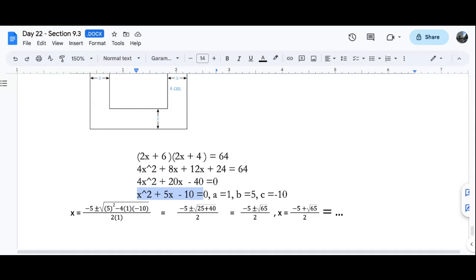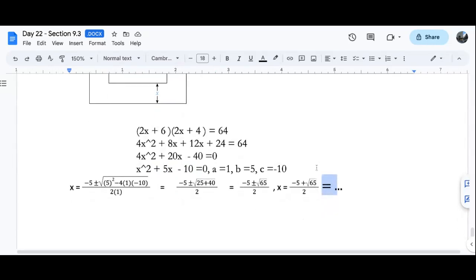Now we can try the quadratic formula, right? Identify a is 1, b is 5, c is negative 10. So plug in negative b, negative 5, plus or minus the square root of 5 squared minus 4 times a times c, which is negative 10. Then all divided by 2 times a, which is 1, 2 times 1. Simplify a little bit. In the end, just use a calculator to approximate the square root of 65. All right.